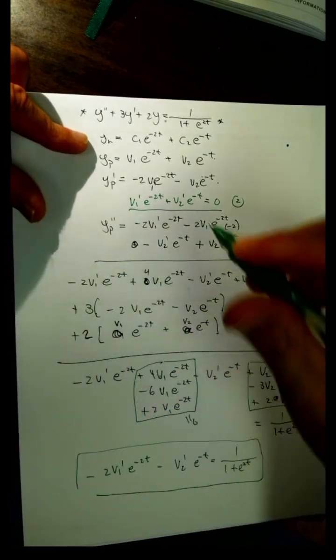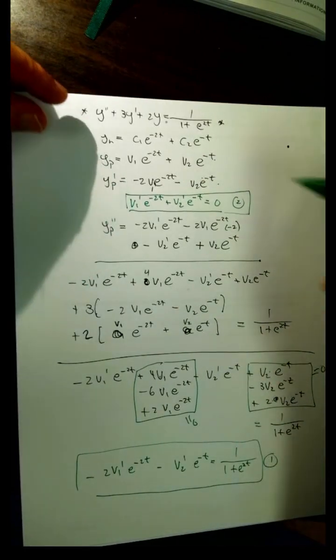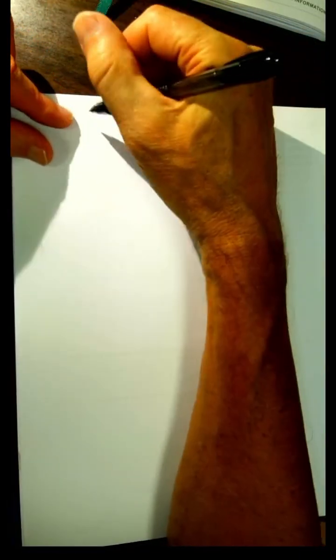So these are my two equations, two unknowns. This is my equation 1. This is my equation 2. So let's write all that down again. We assumed a particular solution looked like v1 e to the minus 2t plus v2 e to the minus t. We plugged that into the equation and asked what it implies, and we got two equations.